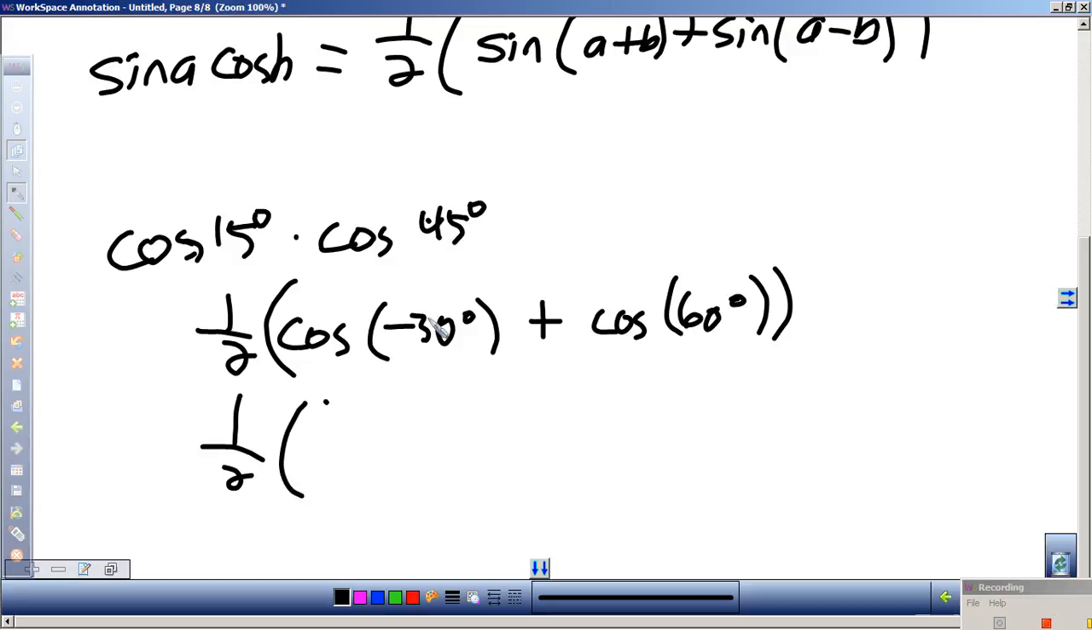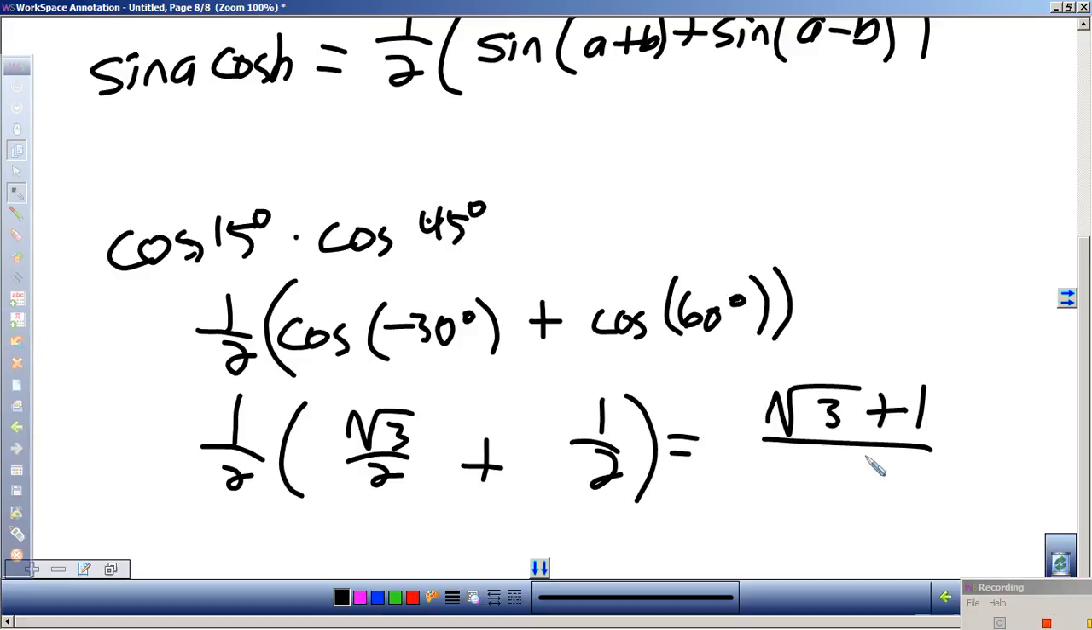What is the cosine of negative 30 degrees? Root 3 over 2, plus cosine 60 degrees, which is 1/2. Okay, so I get root 3 plus 1 over 4, and I'm taking this 1/2 out front. Combining these two, since there's a common denominator, we can just add them together and multiply by 1/2.